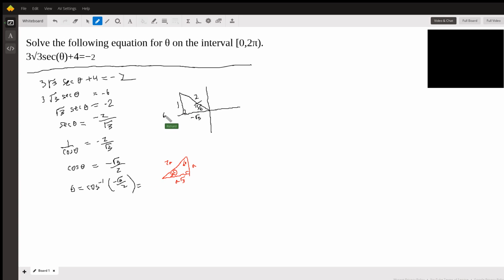And so this is going to be pi here is 6 pi over 6. And so this angle brings you back up 1 pi over 6. So the answer is 5 pi over 6.